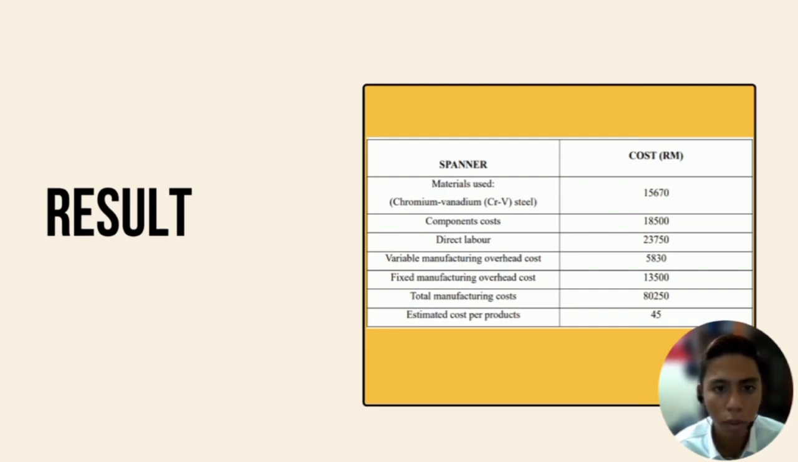The variable and fixed manufacturing overhead costs are 5,830 and 13,500 respectively. Last but not least, the total manufacturing cost of the overall run is 80,250, and the estimated cost per product is 45 ringgit. That's all from me. Now I'll pass to the next presenter. Thank you.